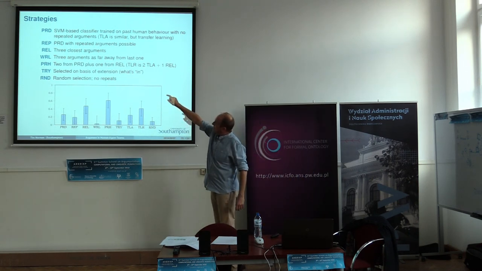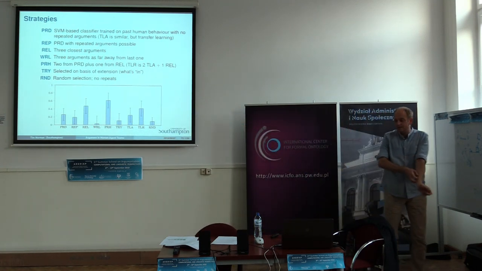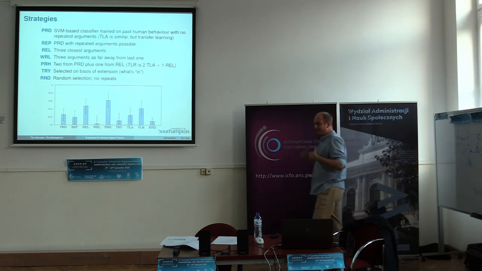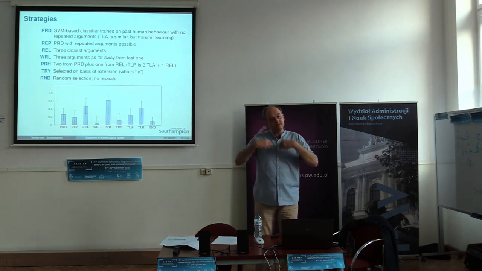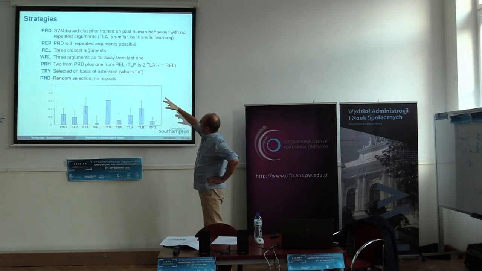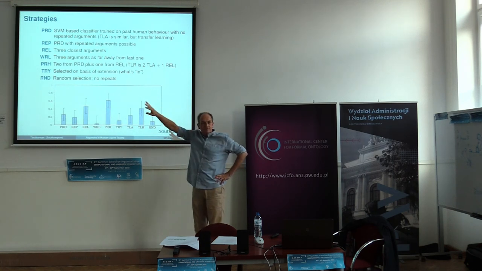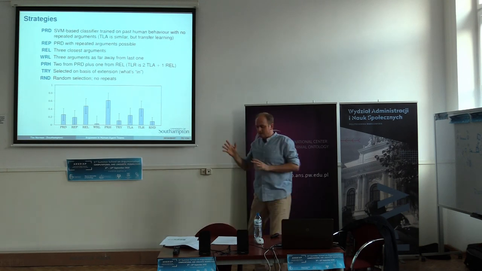There was the same thing, but allowing repeated arguments. One of the reasons they did that is they observed that people repeated themselves. Possibly, argument by repetition is a classic fallacy, but people do that. I'm sure we all know people do that far too much. Three closest arguments. So what you chose were the closest arguments. So relevance, that is the indicator. So it's closest to the last argument that were... Sorry, that's not true.